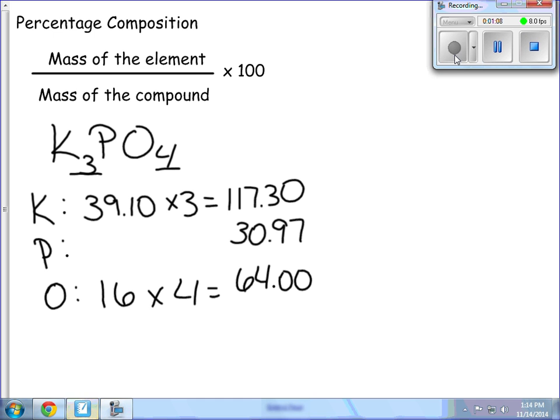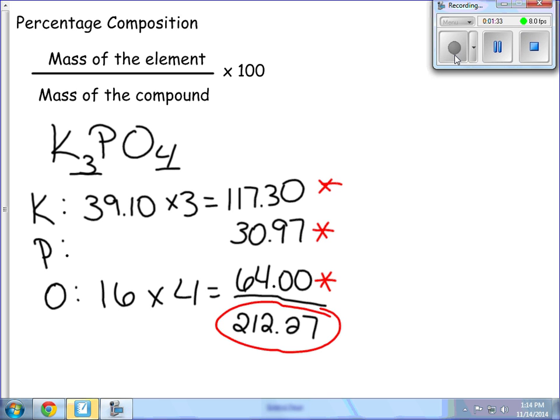So now, let's add them all together so we can get the mass of the entire compound. And we get 212.27. So now, this is the mass of each element. And then this is the mass of our compound.